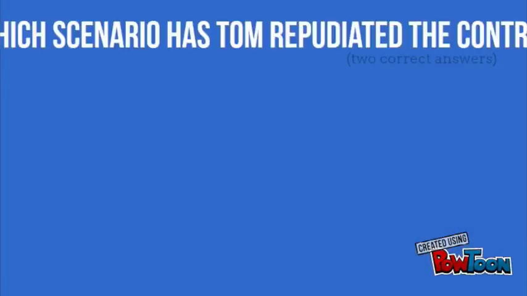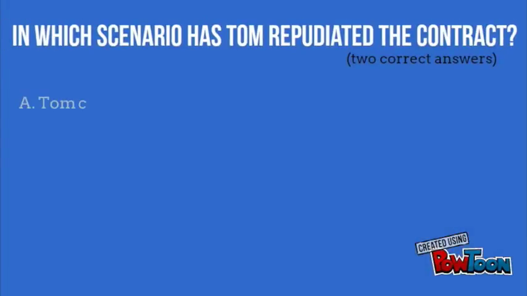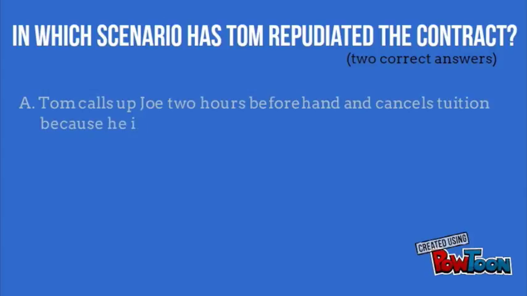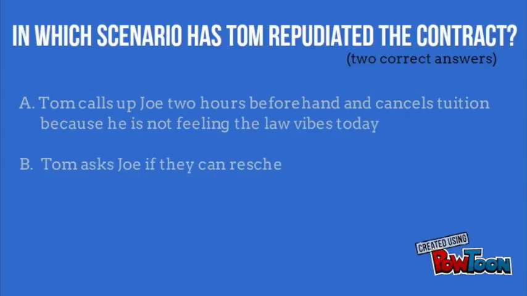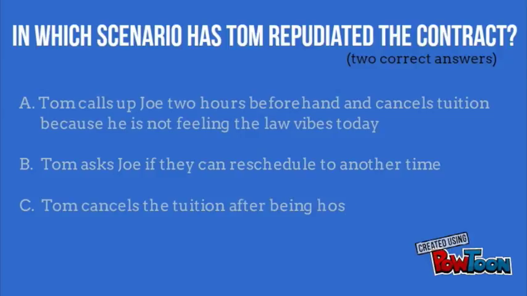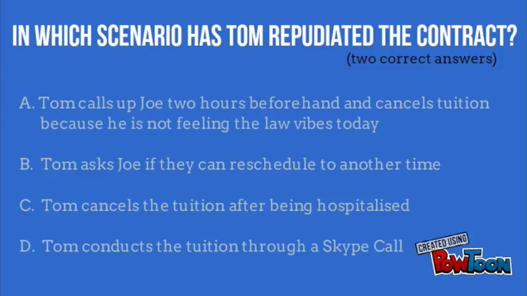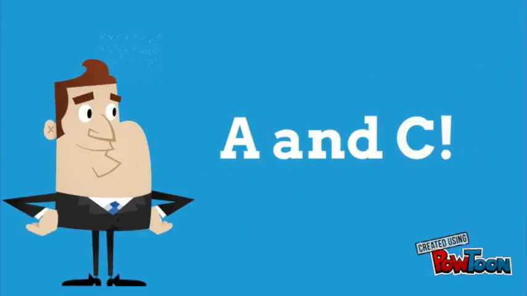Now that we know what repudiation is, in which scenario has Tom repudiated? A. Tom calls up Joe 2 hours beforehand and cancels the tuition because he is not feeling the law vibes today. B. Tom asks Joe if they could reschedule to another time. C. Tom cancels the tuition after being hospitalised. D. Tom conducts the tuition through a Skype call. The correct answers were A and C.